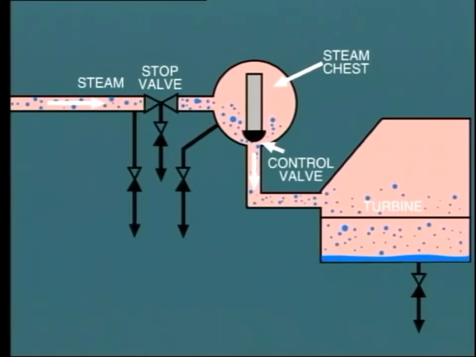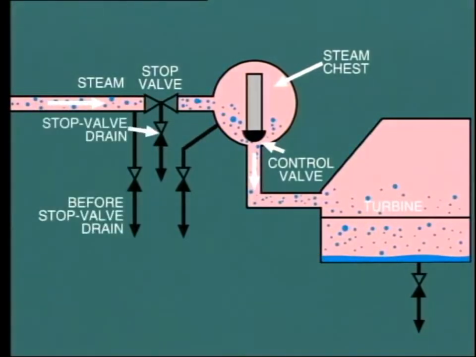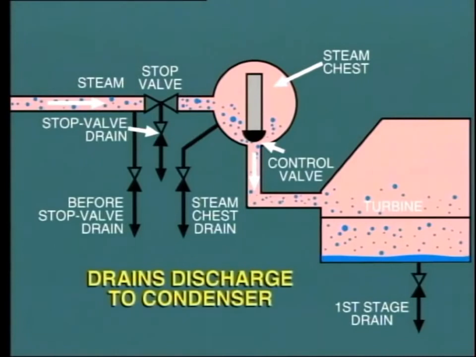For this reason, during startup, great care and attention must be paid to correct operation of drains which are fitted to the main steam line, the turbine stop valve, the steam chest, and the turbine shell. These drains usually discharge into the condenser so that the water can be recovered and recycled back into the system.